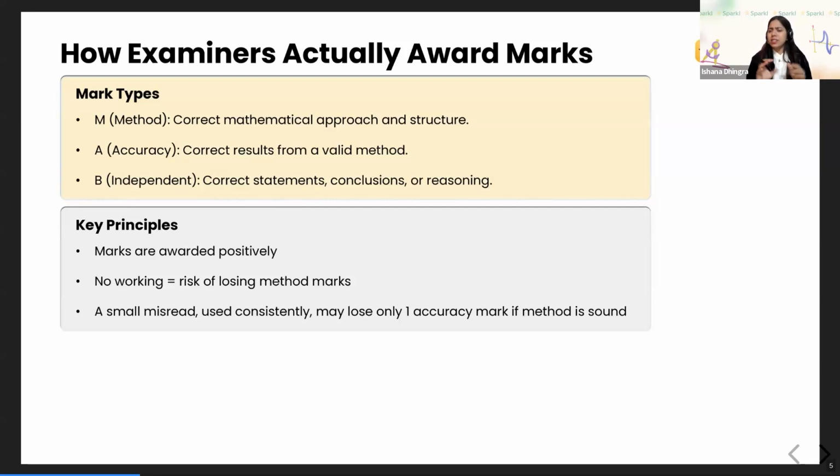Then I've seen some students who make small misreads. So I've seen students who on one page write x square minus 3x plus 2, and when they turn the page, they write x square plus 3x plus 2.